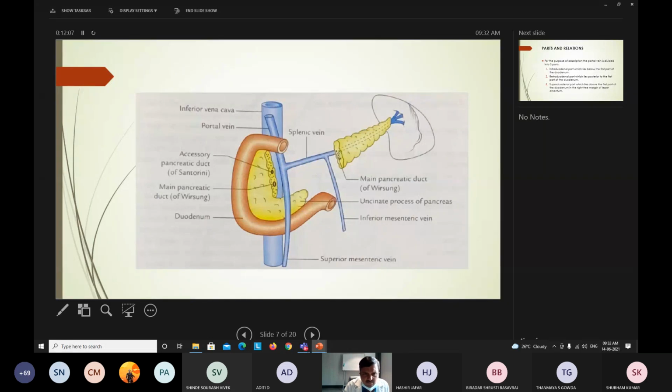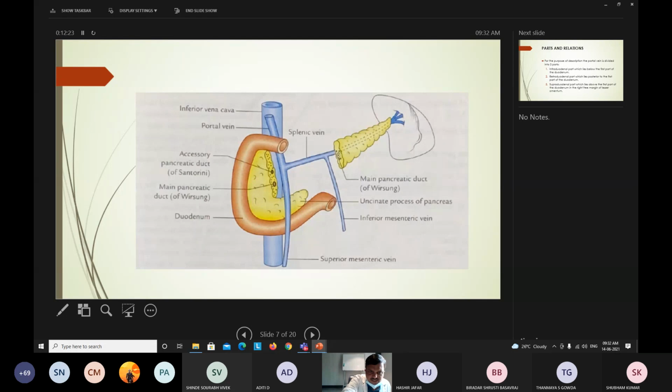This is the inferior vena cava and a portal vein. The portal vein lies in front of the inferior vena cava. This is the splenic vein. This is the pancreas. So this is the tail and body of the pancreas. This part is the neck of the pancreas. This is the head of the pancreas.